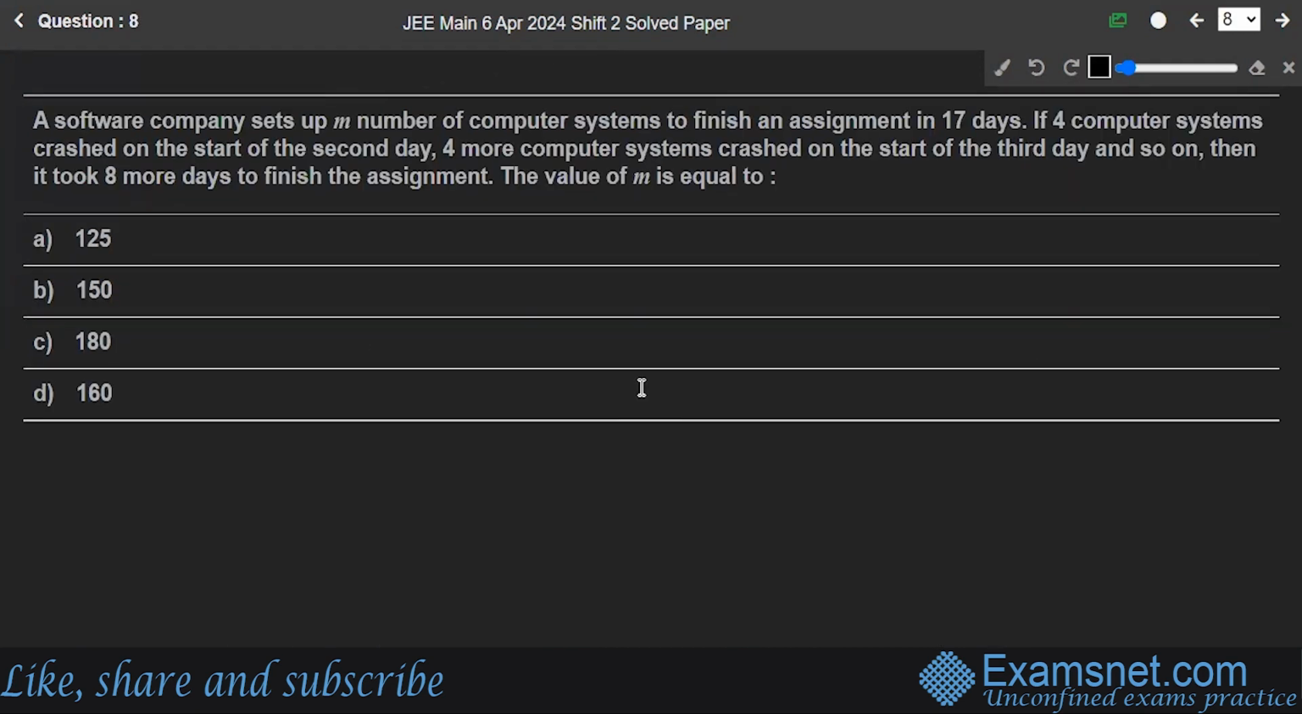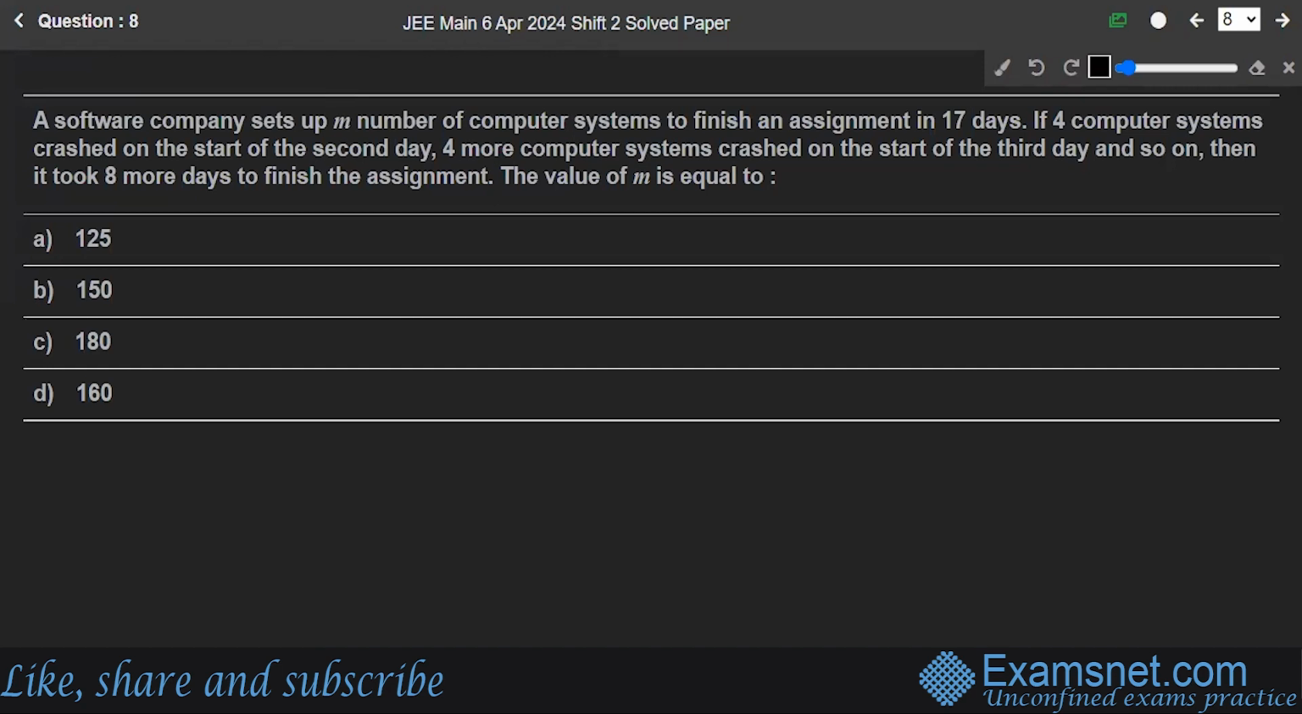A software company sets up M number of computer systems to finish an assignment in 17 days. If four computer systems crashed on the start of the second day, 4 more computer systems crashed on the start of the third day, and so on, then it took 8 more days to finish the assignment. You have to find the value of M in this question.